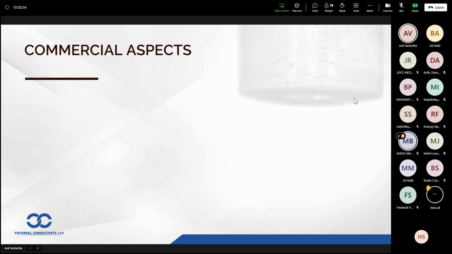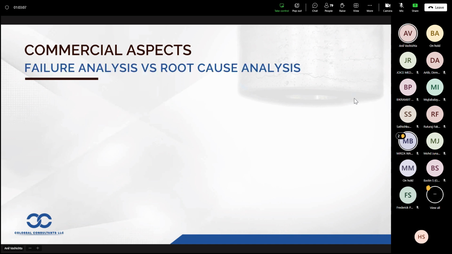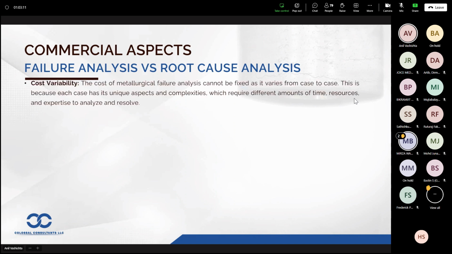Finally, the last slide which I'm coming to is the commercial aspect. I'm having this slide just to cover for the team members who are from the procurement side, because this is something which is important. So, the cost variability: the cost of metallurgical failure analysis cannot be fixed.